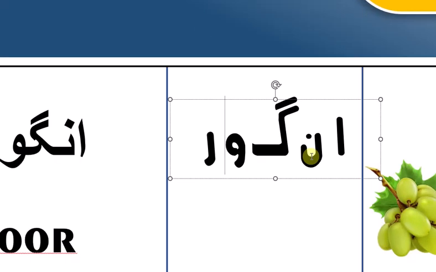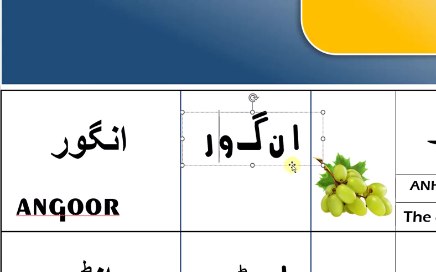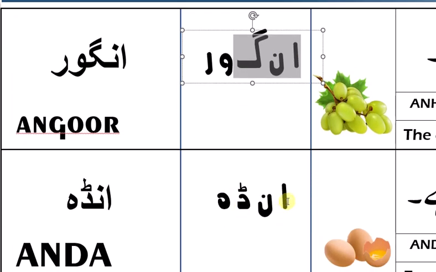What's that? Angur. And how do you write it? Alif Noon Gaf Waw Ra. So Alif Noon Gaf Ang. Alif Nun Gaf Waw Angur. Re Angur. Alif Nun Gaf Waw Re Angur. So Alif Nun Gaf Ang. And this word?